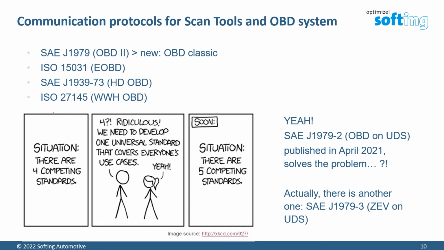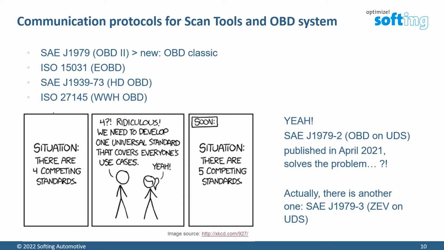The current situation is there are 4 competing standards. One is SAE J1979, worldwide known as OBD II, in future named OBD Classic. There is also the European onboard diagnostics ISO 15031, which is pretty much the same as J1979. There is J1979-2, heavy duty OBD, and there is the worldwide harmonized OBD ISO 27145. So we have 4 competing standards.